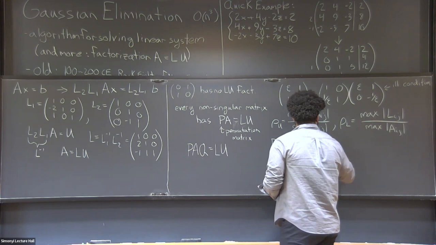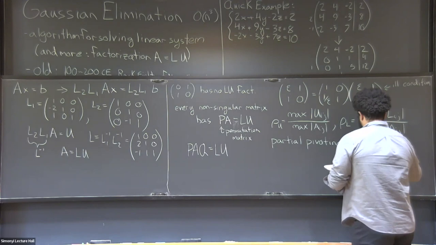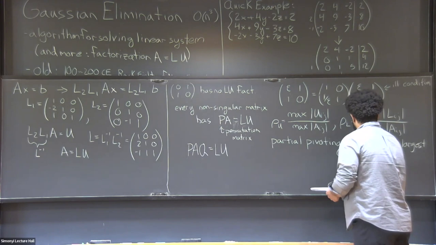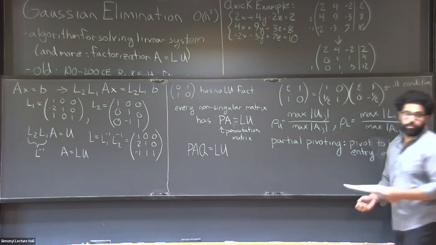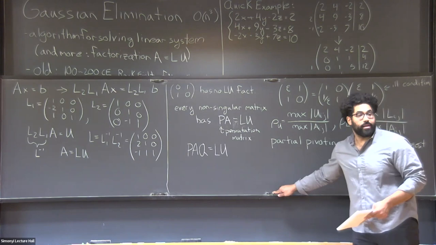Partial pivoting is simply setting the pivot to be the largest entry in the column. So we're doing a step of Gaussian elimination. We look at all the rows and we want to see what's the largest magnitude entry in that given column, and we move that to be the first row. Largest entry in the leftmost column.